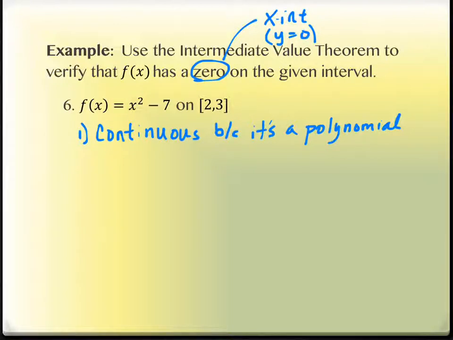If it's not continuous, can I have a hole in the graph? Yeah. If it's not continuous, can I have a jump in the graph? Yes. And if I have a hole or a jump in the graph, do I have to cross the x-axis? No, I don't. So this is really important, that it really is continuous.